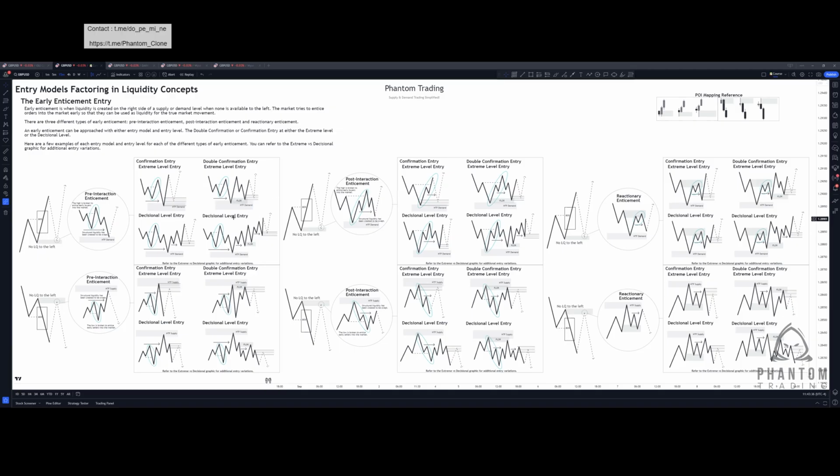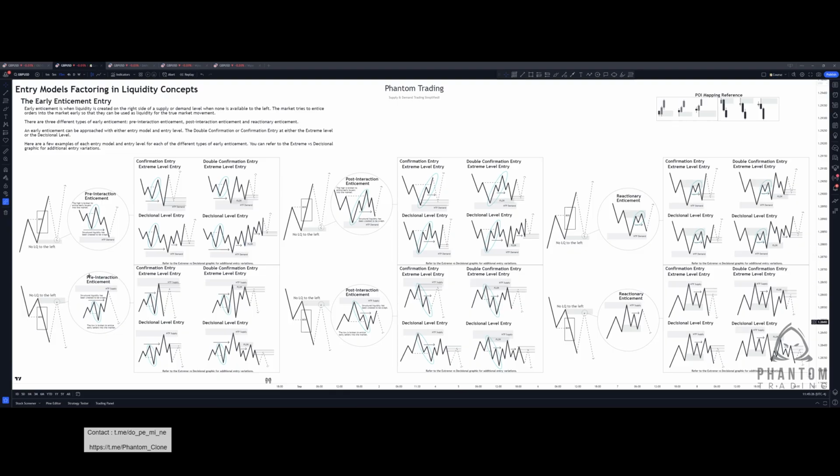A double confirmation decisional entry would be once the pre-interaction early enticement has been swept, we interact with the higher time frame level of demand. We can see that price interacts with the last point of supply, the initial reaction, the extreme of the reaction leg, the failure of the last point of supply, which creates our first level of respect. Price trades into that first level of respect, and we can see that price reacts off of the last point of supply, the initial reaction, the extreme of the reaction leg, the failure of the last point of supply, which creates our tradable demand level, which we can look to trade long when price taps into it. And again, because the extreme has taken liquidity, the decisional would not necessarily need to take liquidity.